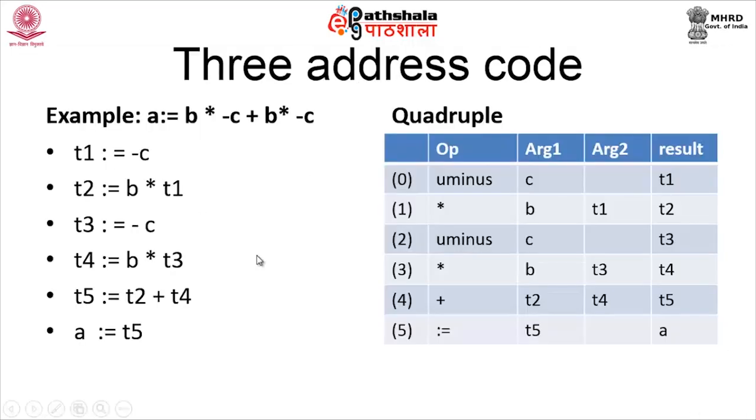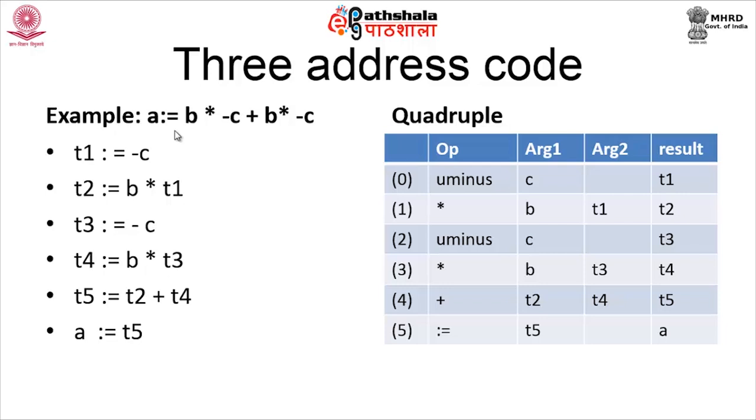So I have here A is equal to B star minus C plus B star minus C. So I can say T1 is equal to minus C here. Looking at this first one, T2 is equal to B into T1. And then I see a minus C here. T3 is equal to minus C, and I have T4 is equal to B into T3, and then T5 is equal to T2 plus T4, and finally A is equal to T5. Now this we already know, because this is the basis for your derivation tree that has been converted to a syntax tree representation, and that is what I have here. I am not getting this from the expression directly. I have a syntax tree as my input. From the syntax tree, I am getting this information.